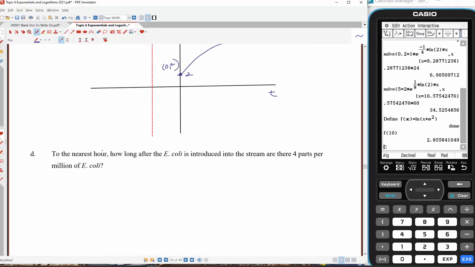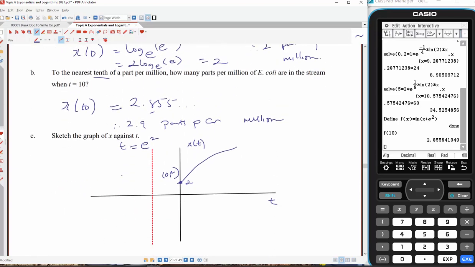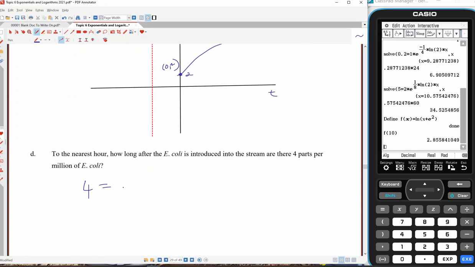To the nearest hour, how long after E. coli is introduced to the stream are there 4 parts per million? So 4 equals, what's my function? Log e of T plus e to the 2. Alright, so what we want to do is solve for T here. So we're going to go into log form. So e to the 4 equals T plus e to the 2.